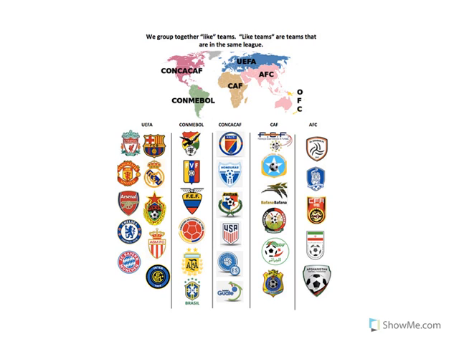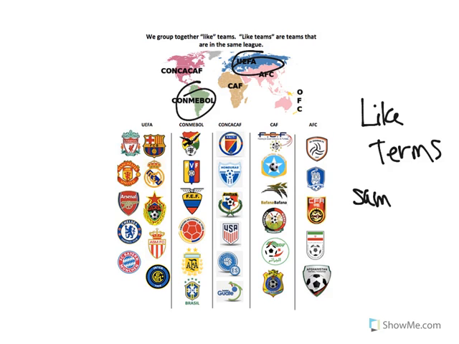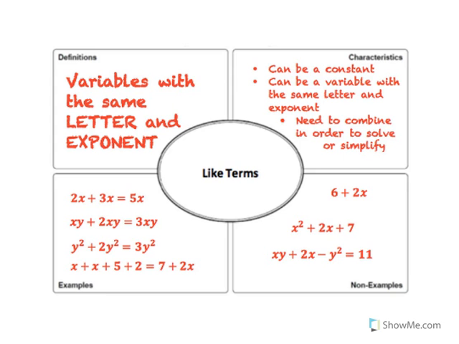So remember when we did the soccer do now? And we grouped the Premier League together, we grouped the CAF together, and we realized that this team here is never going to play this team here, right? You can't combine things that are not the same. And we learned that like teams are teams that are in the same league. Just like terms are variables with the same letter and the same exponent.